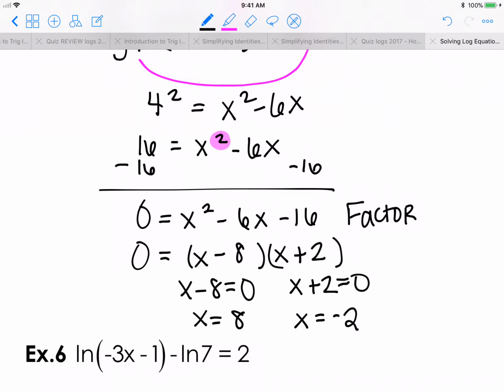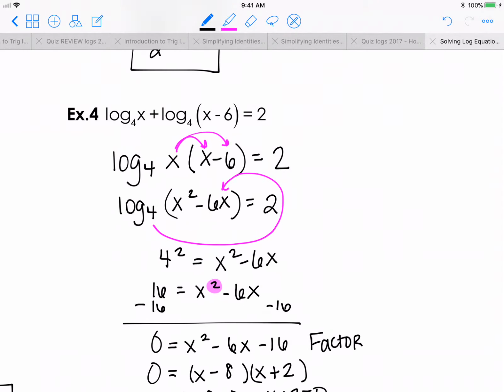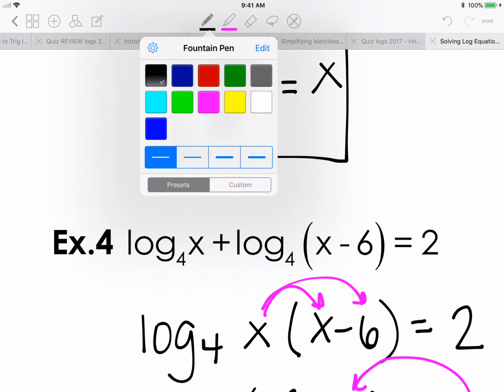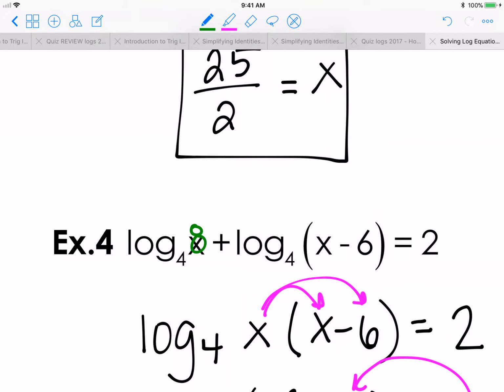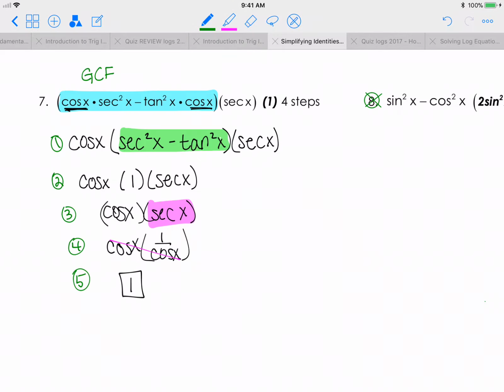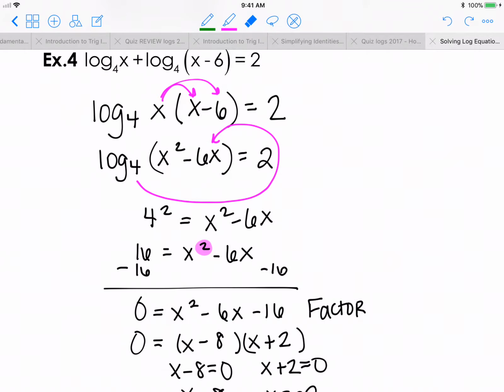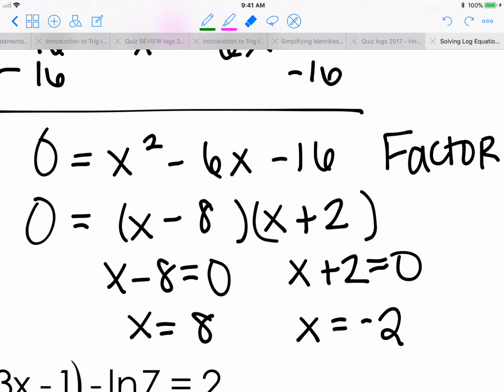But what do we have to do every single time? We've got to check for extraneous solutions. So go back to your equation and look at 8. If I put in my 8 here, okay, so this does not give me a negative, so we're good. And if we put in 8 minus 6, we get a positive 2. So that checks out because they're both positive. Okay, so 8 works. So let's go ahead, let's box 8 because we know that 8 works.